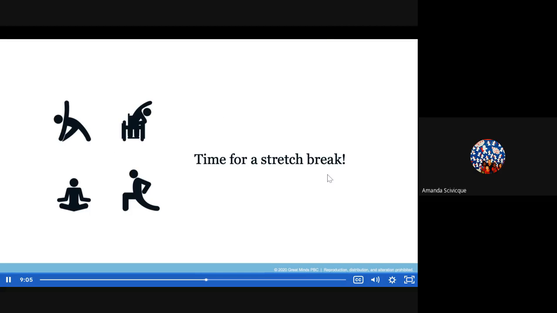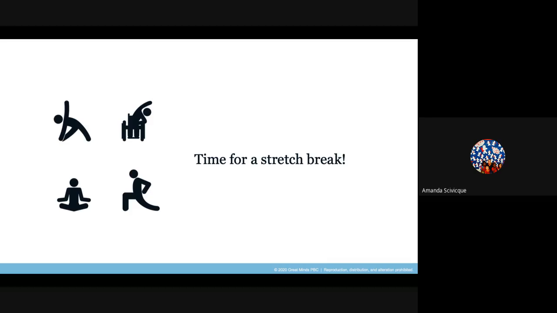It's definitely time for a stretch break. Take a break and then just hit play when you're ready to continue.